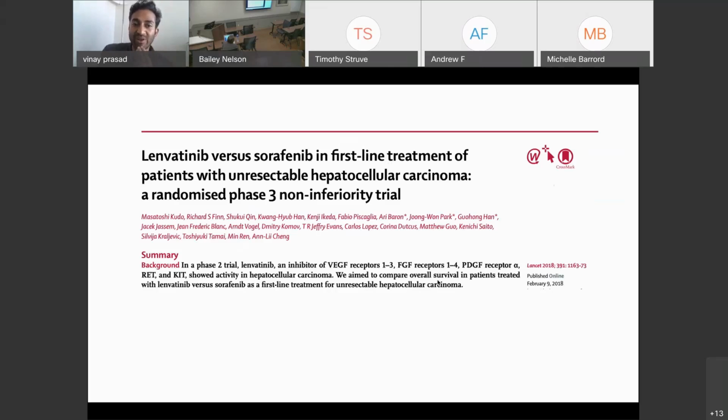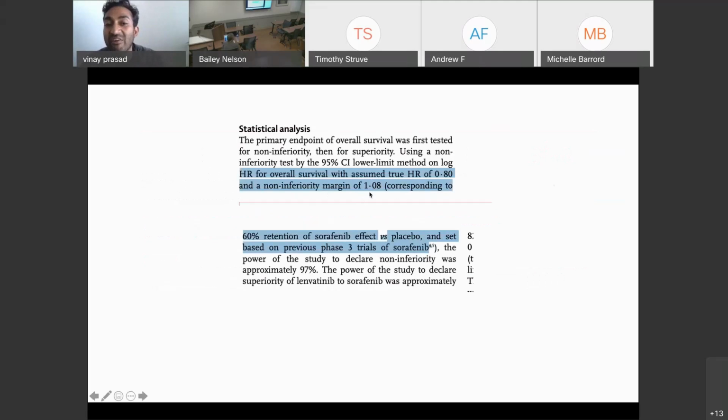I'll show you one drug example. This is lenvatinib. This is a drug that's, I would argue, more toxic and more expensive and both oral, so no more convenient. And of course, the way it comes to market is non-inferiority, so the design is not appropriate. The hazard ratio non-inferiority margin, the upper bound they accepted, was 0.08, which is really rather permissive because sorafenib against placebo wasn't that good.